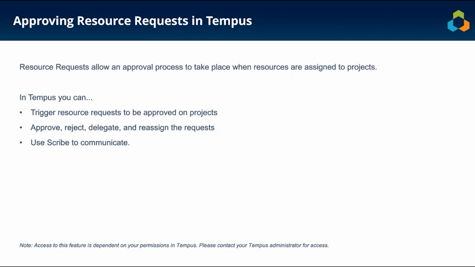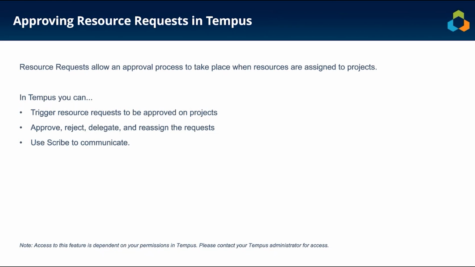Today's going to be a pretty quick video on how to approve resource requests within Tempus. So resource requests are an optional approval process that you can turn on to take place when resources are assigned to projects. So within Tempus, you can trigger these resource requests to be approved. You have a few options once those requests are triggered: approve, reject, delegate, and reassign.